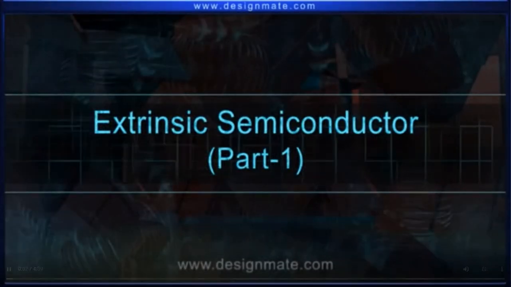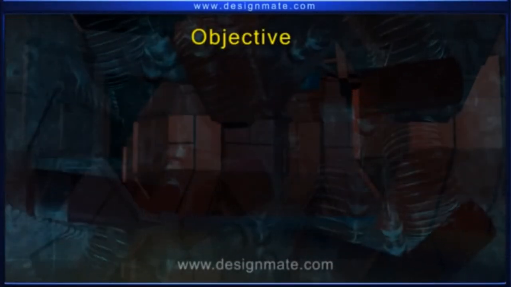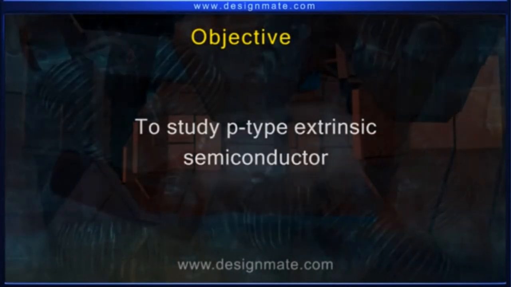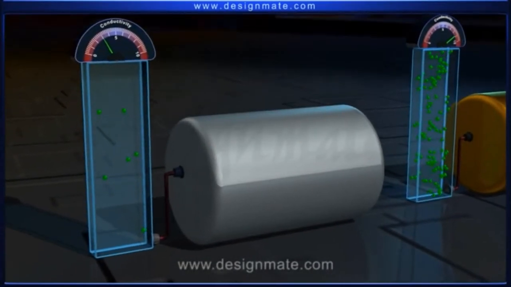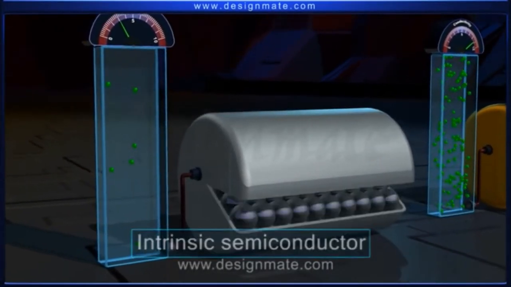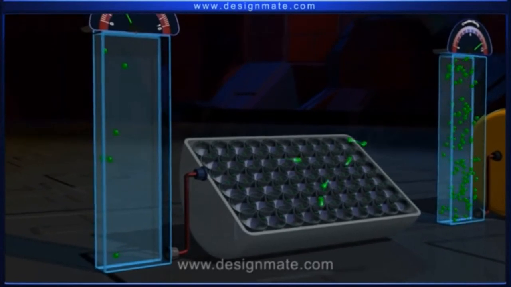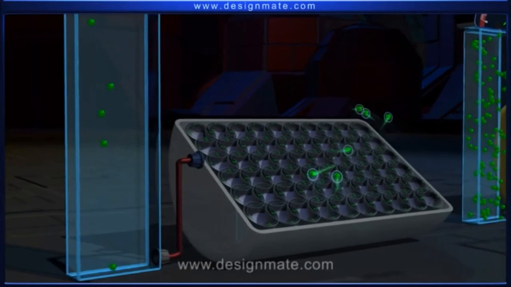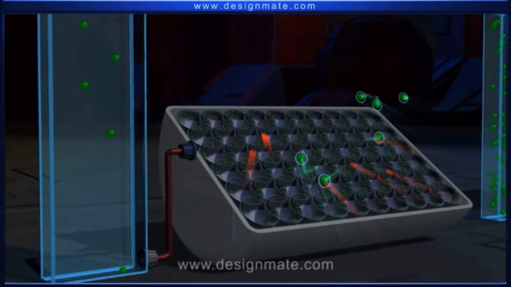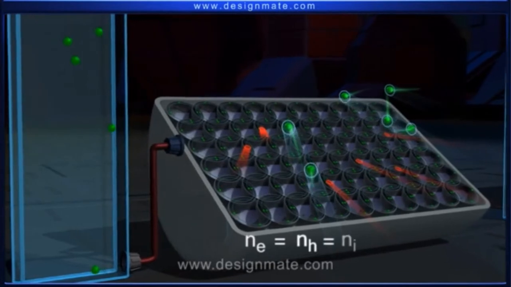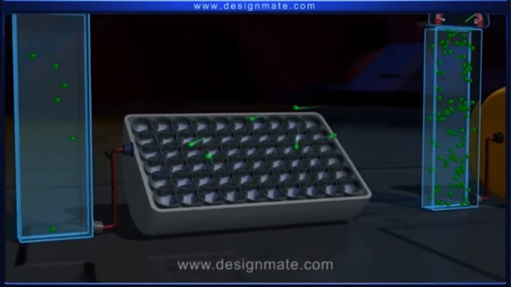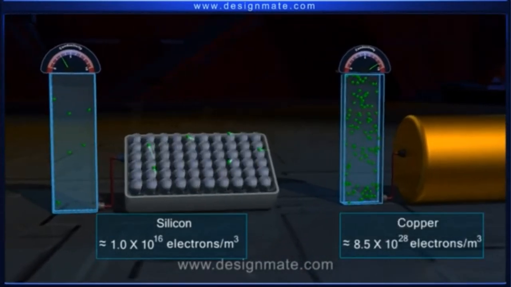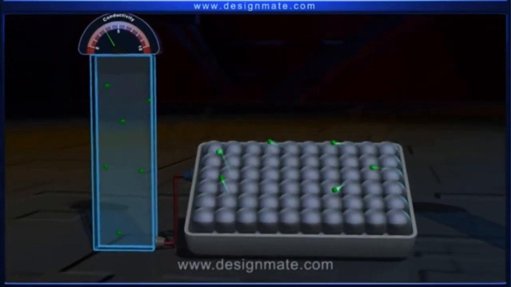Extrinsic Semiconductor Part 1. Objective: to study p-type extrinsic semiconductor. A pure semiconductor like silicon is called an intrinsic semiconductor. The conduction of electricity in silicon takes place due to both the intrinsic charge carriers, the free electrons, and the holes, which are the same in number, Ne equals Nh equals Ni. The number of charge carriers in silicon is very small as compared to that in a conductor like copper. Therefore, the intrinsic semiconductor has a low conductivity.